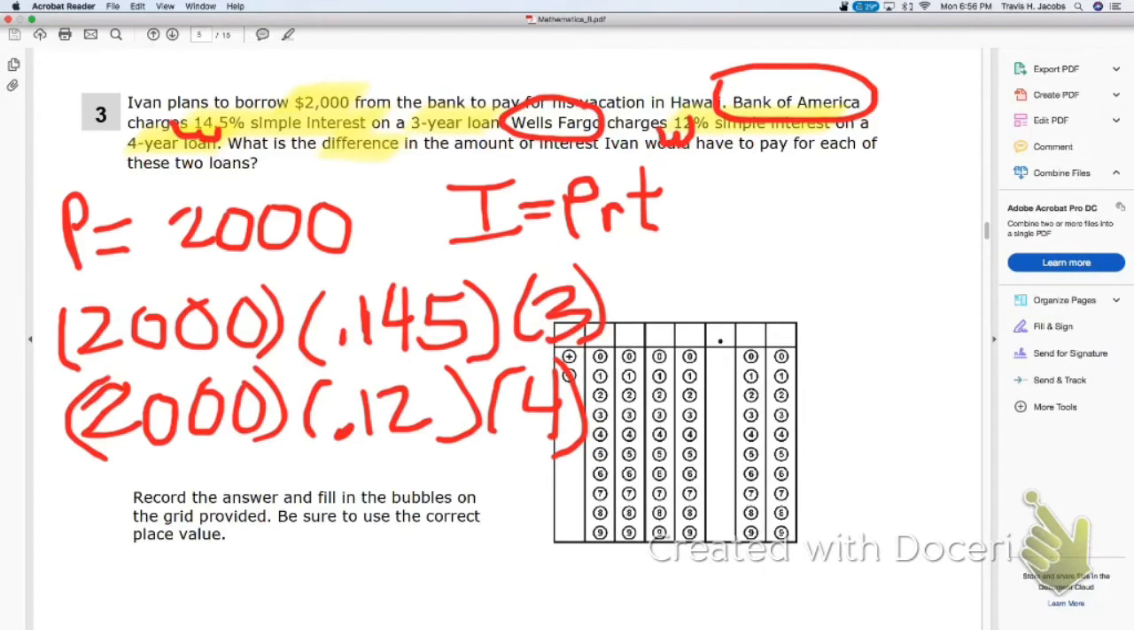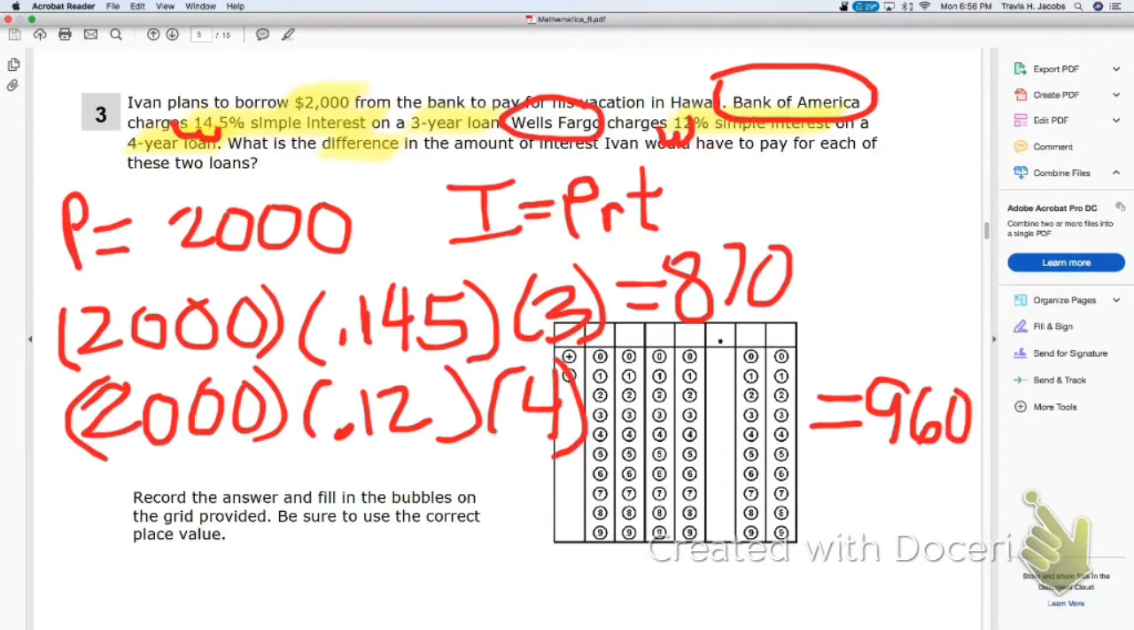Okay, so plug in your calculator: 2,000 times 0.145 times 3, you're going to get 870. Same thing here, 2,000 times 0.12 times 4, you're going to get 960. So, again, 870, 960. That's a couple of steps, no big deal.